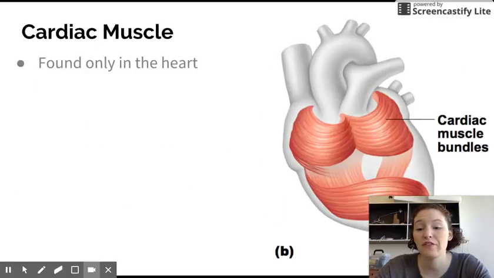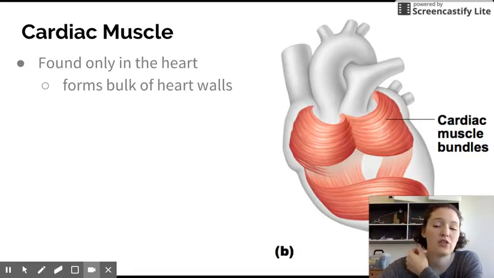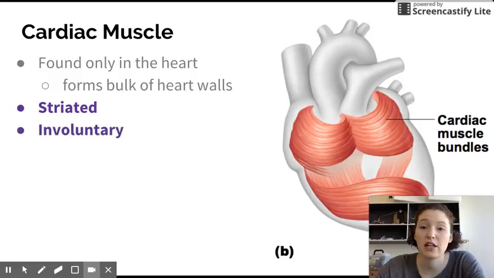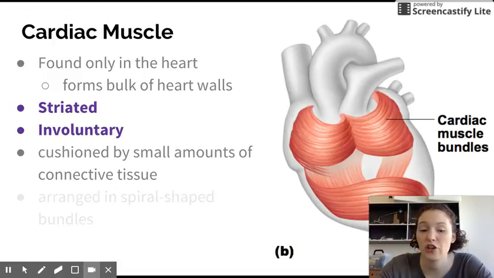Cardiac muscle is only found in the heart. It forms the bulk of the heart walls. The heart needs all of this muscle in order to propel blood throughout the body. And so that's an incredibly important function of the heart, and it needs that muscle to do so. Cardiac muscle is striated just like skeletal muscle, but it is involuntary like smooth muscle. It is cushioned by a small amount of connective tissue.